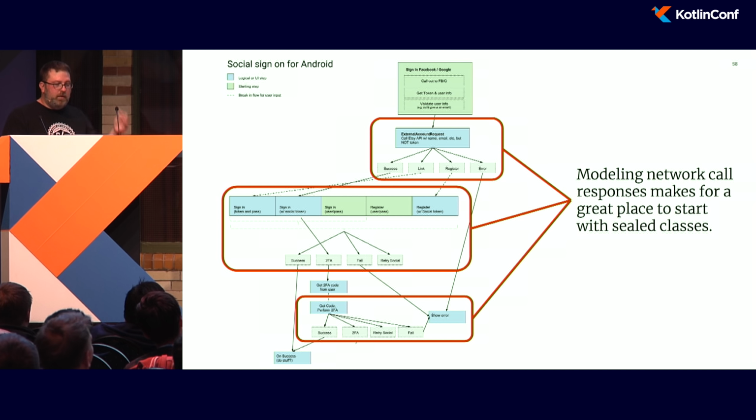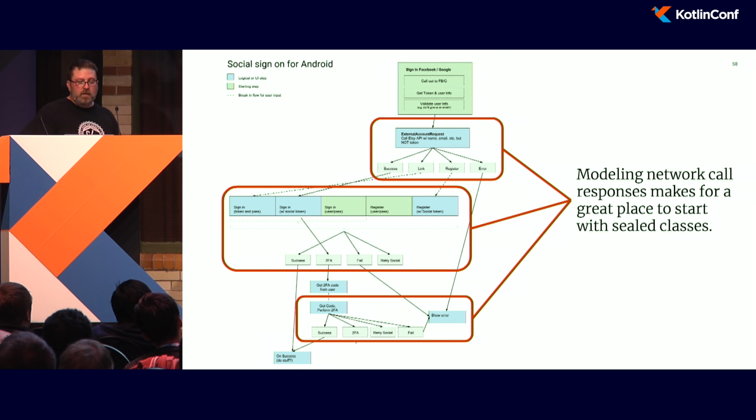Where did we begin? There are 3 places where we make a call to a network or an API and await a result. This seemed like a really logical place to start because we didn't know how much we could use sealed classes in the beginning. So we just decided to start with this and model the 3 responses to these network calls.